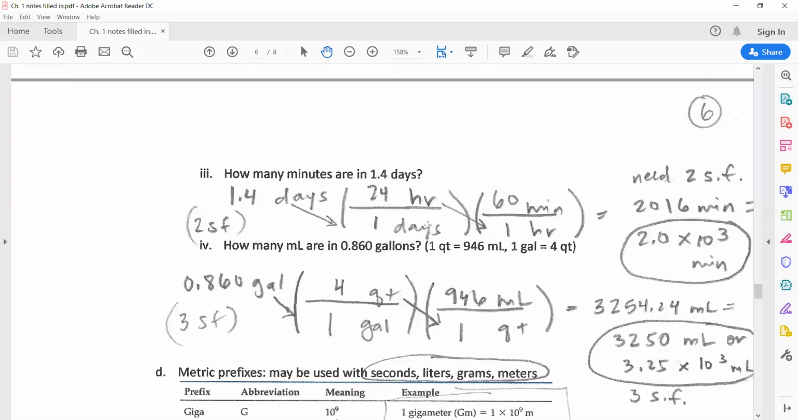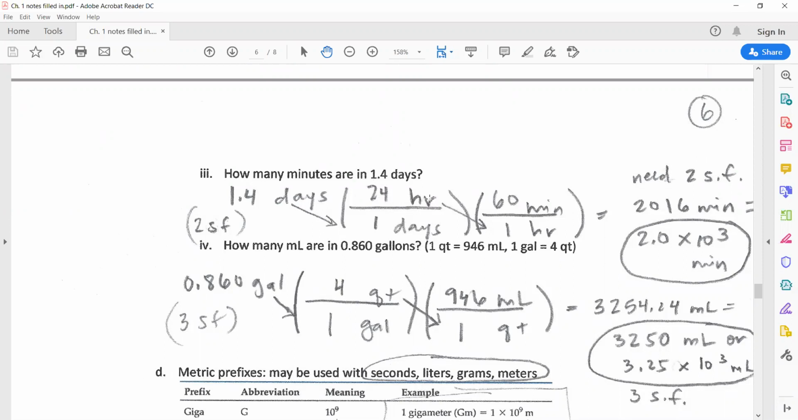Now, I don't know in my head how many minutes are in a day, but I do know that there's 24 hours in a day. So I can do this in multiple steps where I have a day on the bottom. 1 day is 24 hours. So I've gotten rid of the unit day. And if I stopped the problem here, I would be in hours.